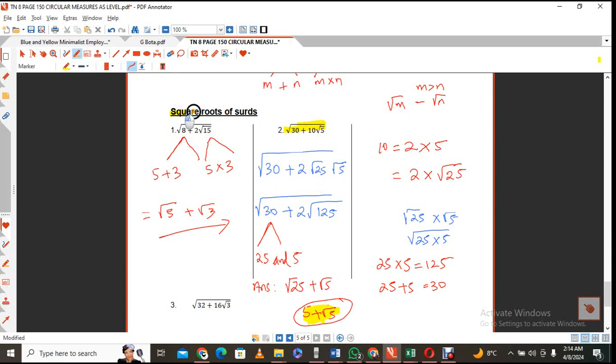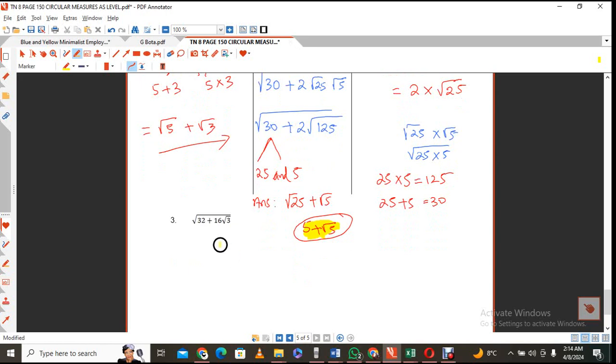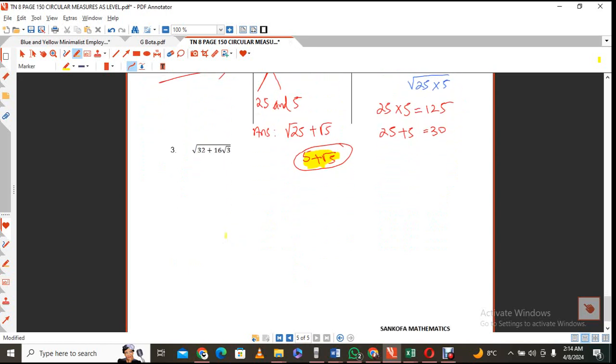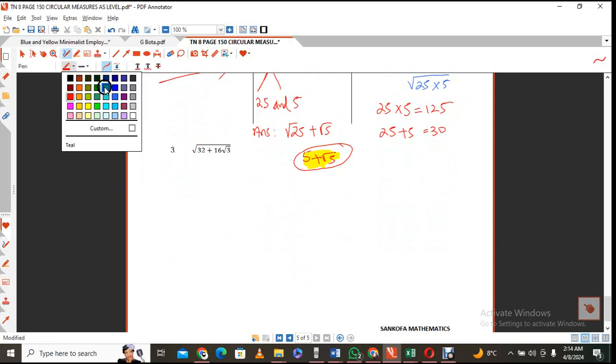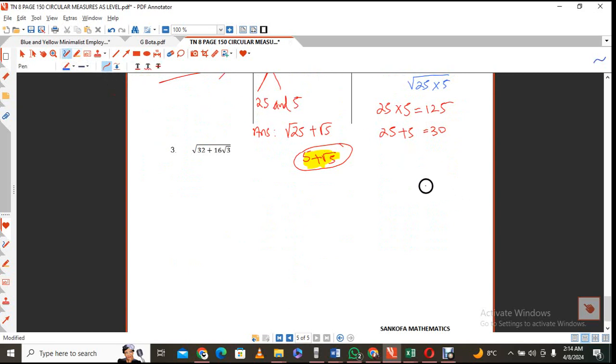Okay, that's how you write the square root of surds. So in the same vein, now let's look at the question that we had. Again, maybe some side work. 16 is nothing but 2 times 8, but I want that 8 in the square root, so I'm going to say 16 equals 2 times the square root of 64. Square root of 64 gives me 8. So I have 32 plus 2 times the square root of 64 times the square root of 3.